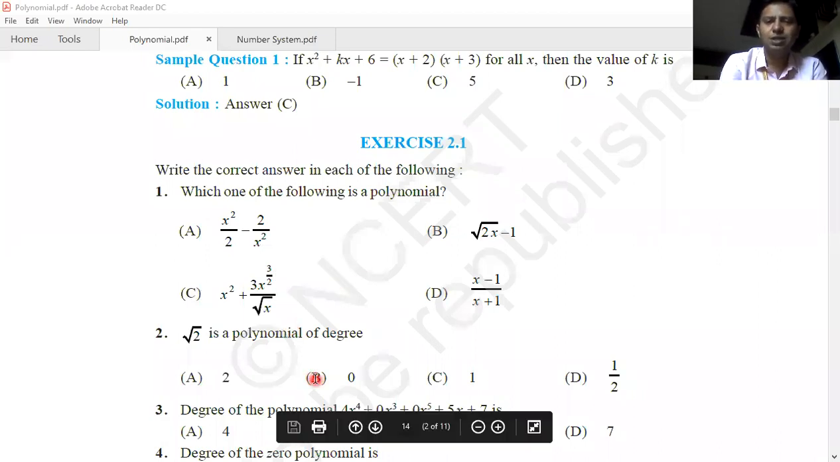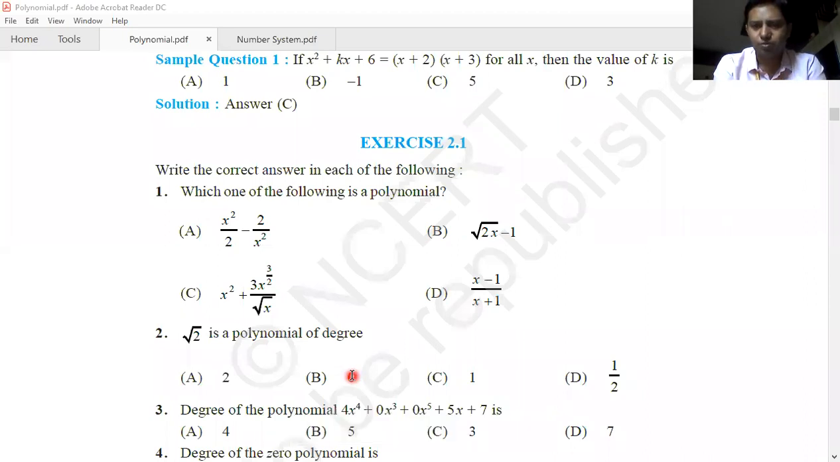Root 2 is the polynomial of degree 0, because root 2 can be represented as root 2 into x raised to power 0. So root 2 is the polynomial of degree 0, not 1. Because if we have x, then it becomes x raised to power 1. If we don't have x in the polynomial or number, the power will be 0.